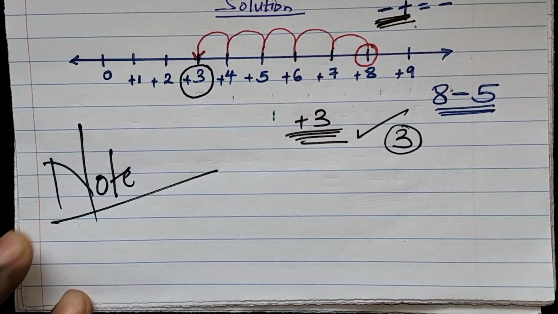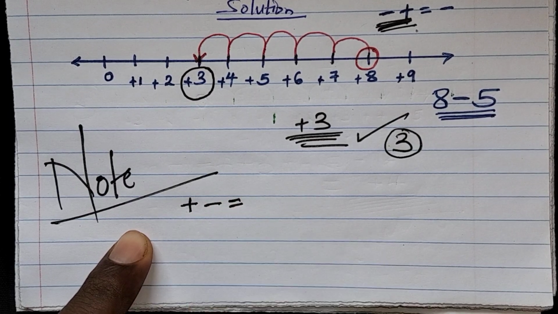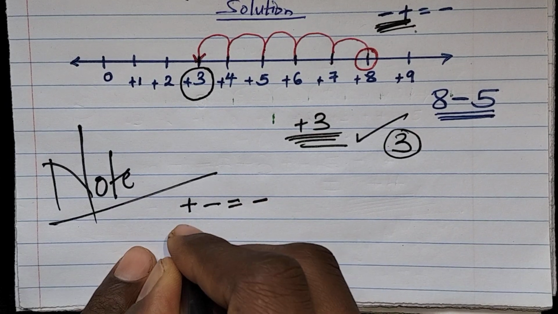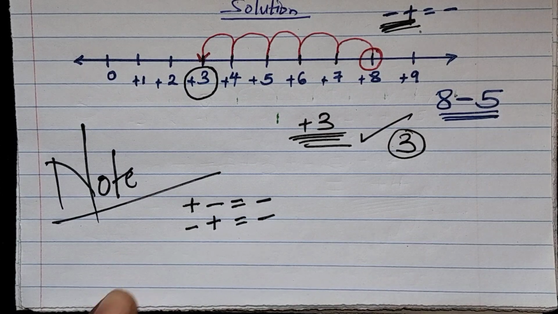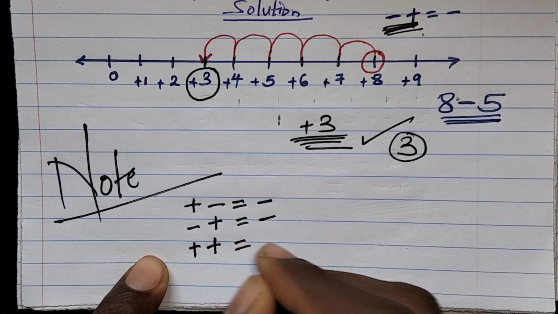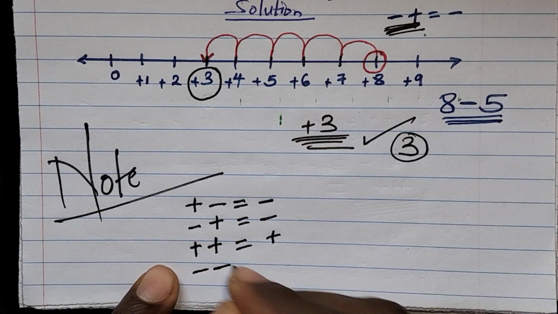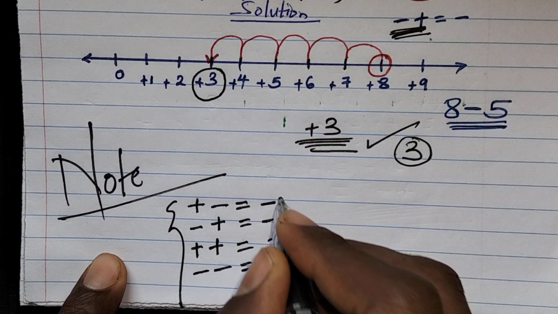Note that when there is a positive followed by a negative, the answer is going to be a negative. When there is a negative followed by a positive, we shall have again a negative. And when there is a positive following a positive, we shall have a positive. And finally, a negative following a negative, it shall be a positive. These are important points to note.